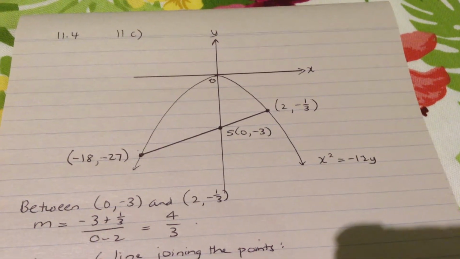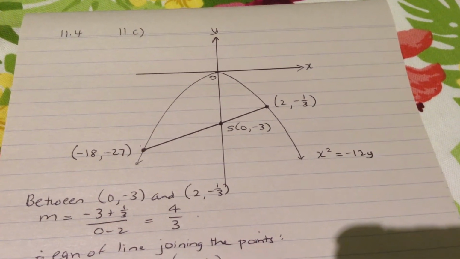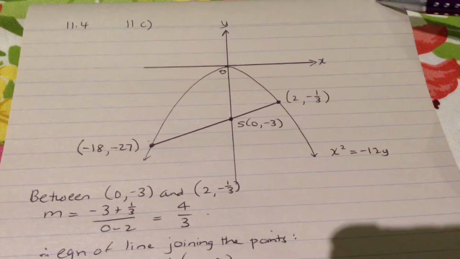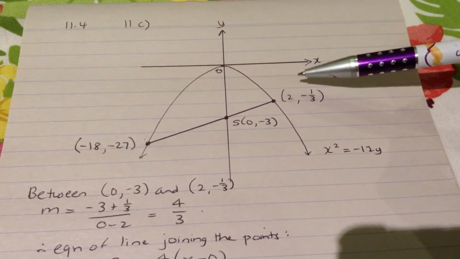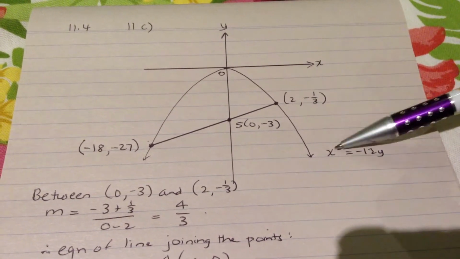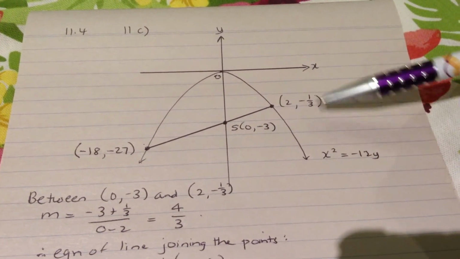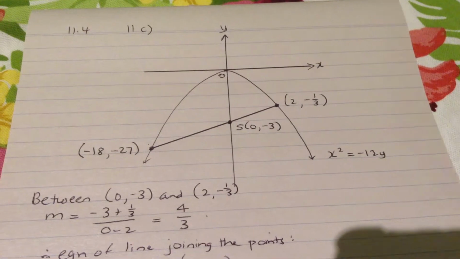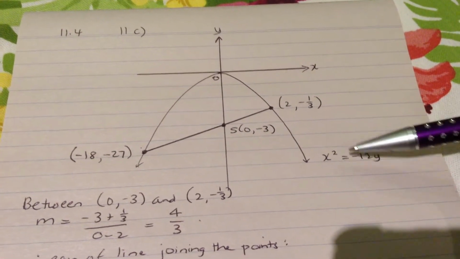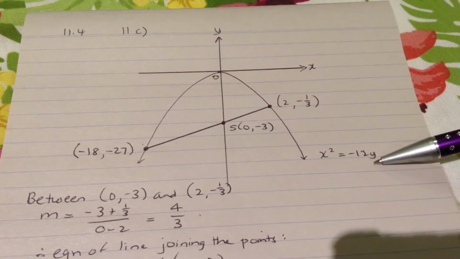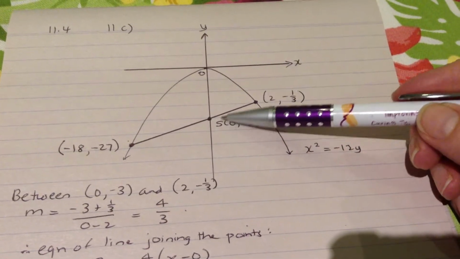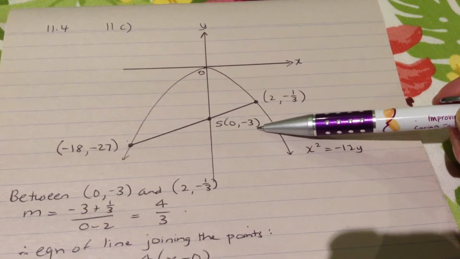Okay, here is 11c of 11.4. In parts A and B, you had to find the equation of the parabola. You were given the latus rectum, and I think you had to find the directrix as well. The equation of the parabola ended up being x squared equals minus 12y. So the focus was (0, -3).